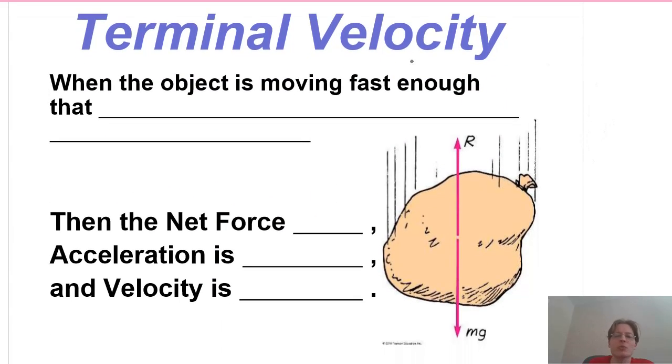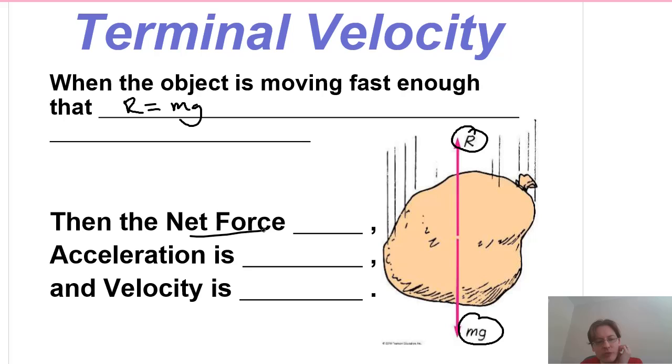Something special happens when you fall through the air. You might have heard of terminal velocity before. Terminal velocity is when the object's moving fast enough that the air resistance becomes just as big as the weight. Remember, with air resistance, the faster it goes, the bigger the air resistance becomes. The air resistance builds up as the speed increases. So it can go fast enough so that the air resistance is actually matching the weight.